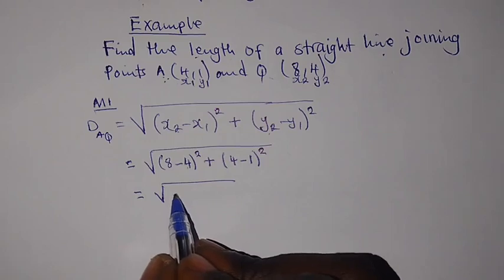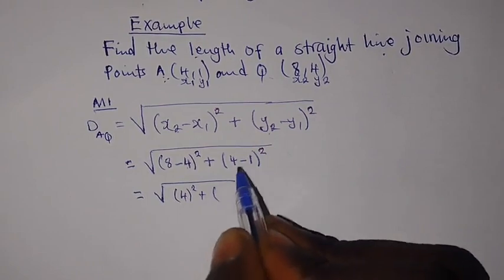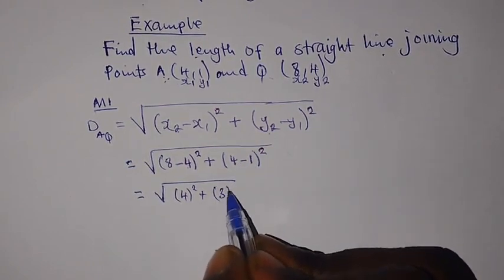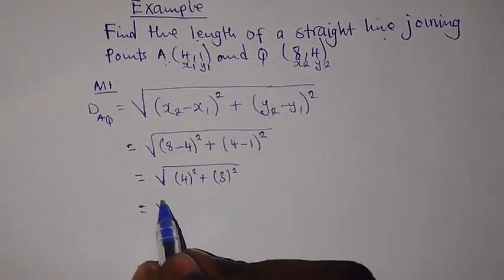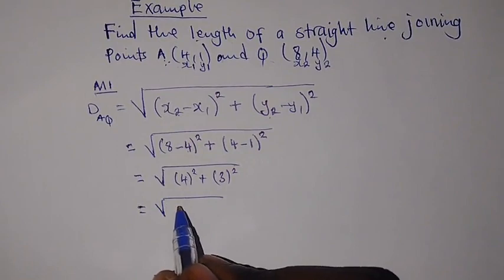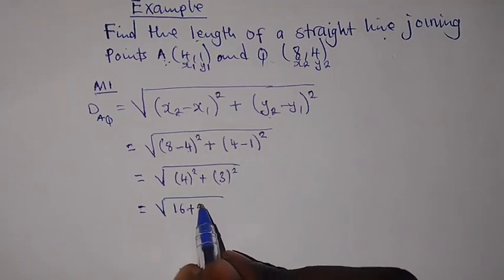This gives us 4. So this will be 4 squared plus 4 minus 1, it's a 3. So this will be a 3 squared. So from here, we are going to have 4 squared means 4 times 4, which is a 16, plus 3 squared means 3 times 3, which is a 9.